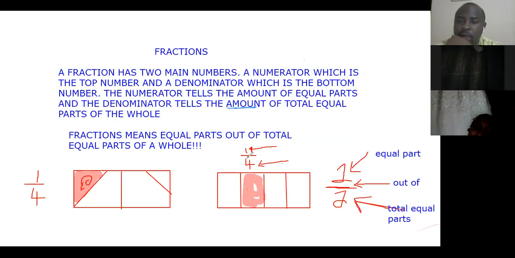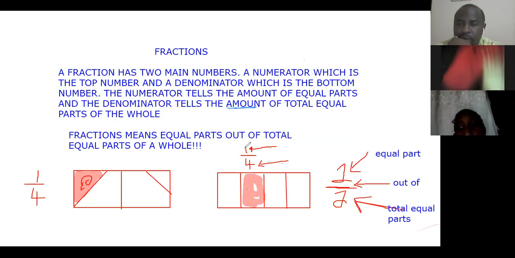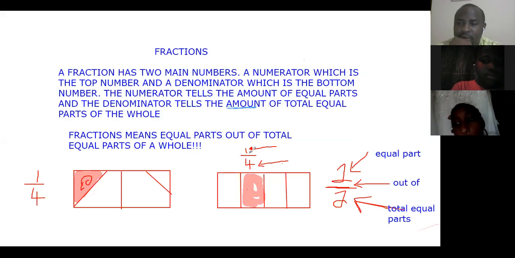Read that for me again. 1 equal part out of 4 total equal parts. Again. 1 equal part out of 4 total equal parts. One more time. 1 equal part out of 4 total equal parts of the whole. All right? Dejan, your turn. Read this for me.